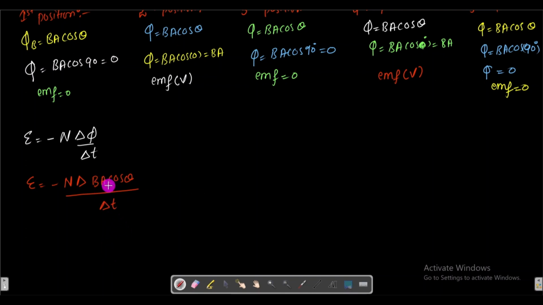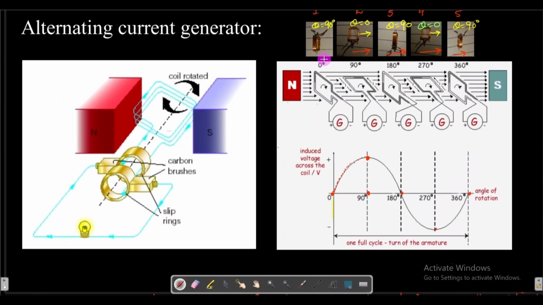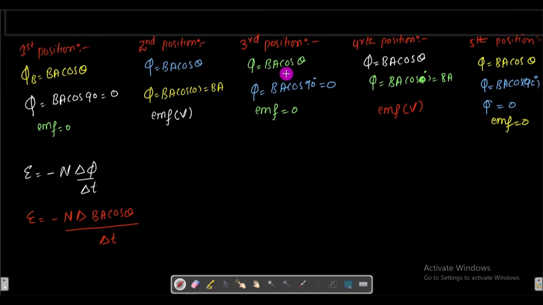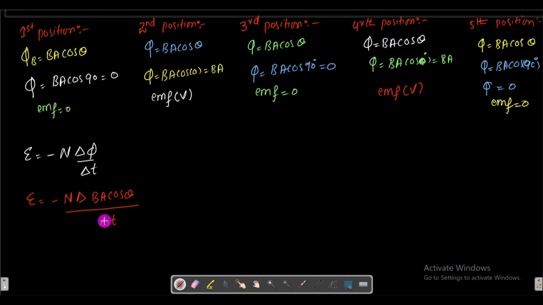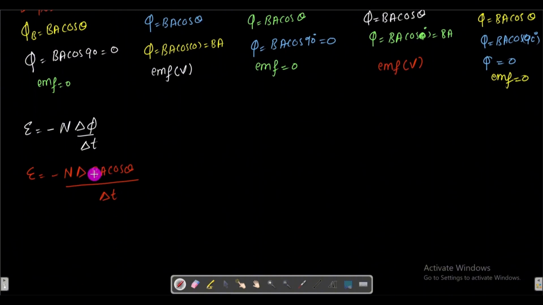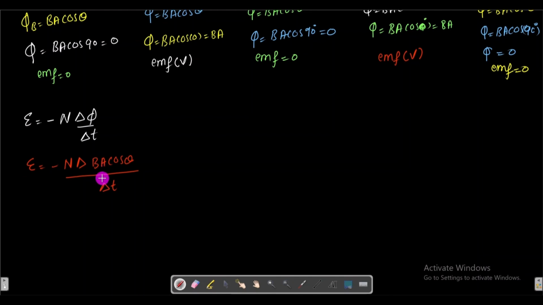Here N is the number of turns in this coil, A is the area of the coil, which is constant, and B is the external magnetic field, which is also constant. So we can write this equation as the EMF is equal to minus N B A del cos theta divided by del t.